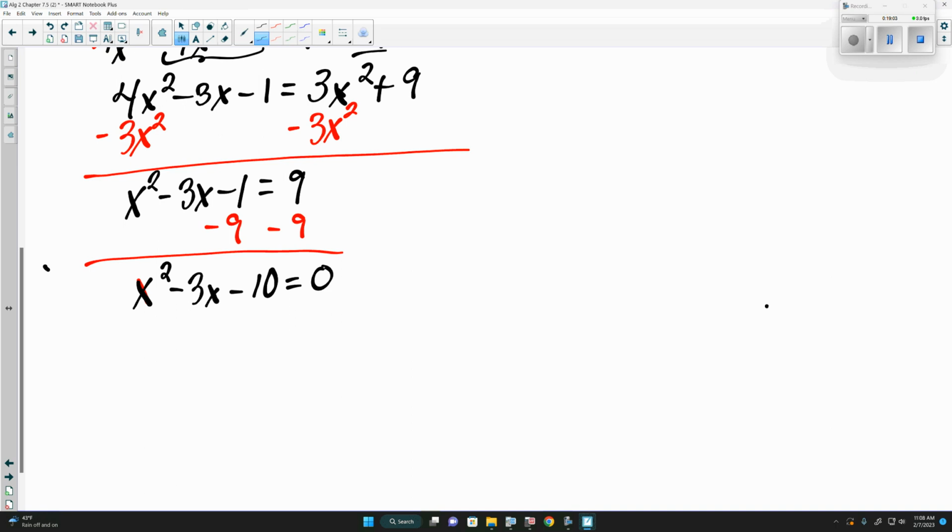Yes, we can factor this here. Now, what's the number in front of x squared? 1, which means if it does factor, our solutions are going to be rational numbers. They're going to be integers. They're going to be whole numbers. They're not going to have decimals, yes?